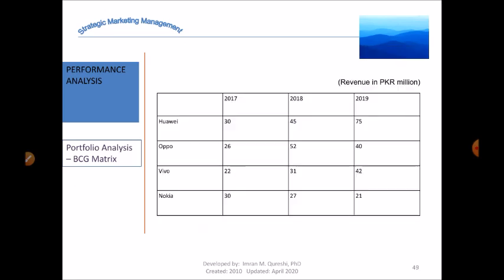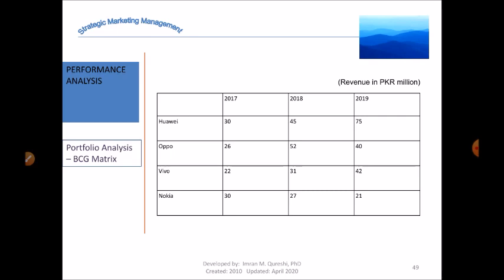In the next slide, which is slide 49, this is a created example. We have, let's say, four companies, and we're looking at the product, which is smartphones. So we are looking at the smartphones revenue generated by these companies in these 3 years, which is 2017, 18, and 19. And the companies are Huawei, Oppo, Vivo, and Nokia. These are revenues given in PKR rupees million, and you have this data available. Now, based on this, we will be creating a BCG matrix.